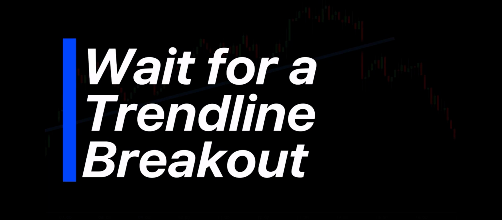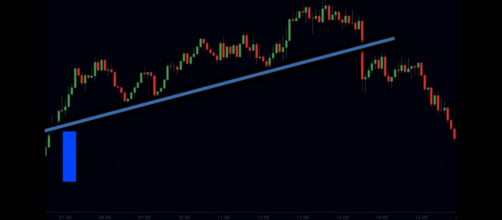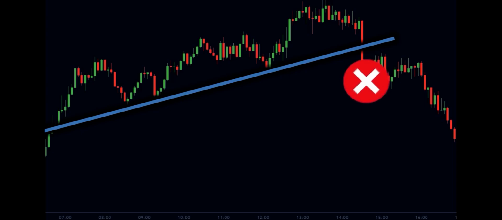The second step is to wait for a trend line breakout. In this case, we want the price to break below the trend line. When the price breaks below the trend line, it signals that the price may start a downtrend. But we will not enter a sell trade just yet.